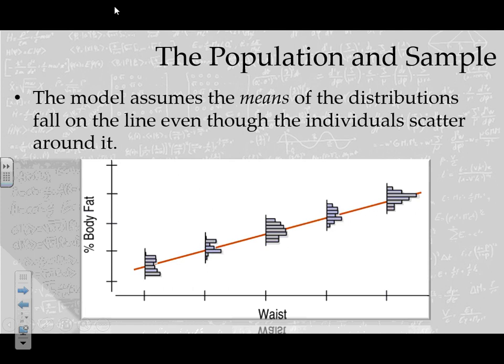Is everyone okay with that idea? So when we're doing our model, we're not trying to catch every single point because it's not possible. But what should be happening is we should be capturing the mean of every distribution we have for each individual waist size. Or, within your given scenario, whatever your explanatory variable is.